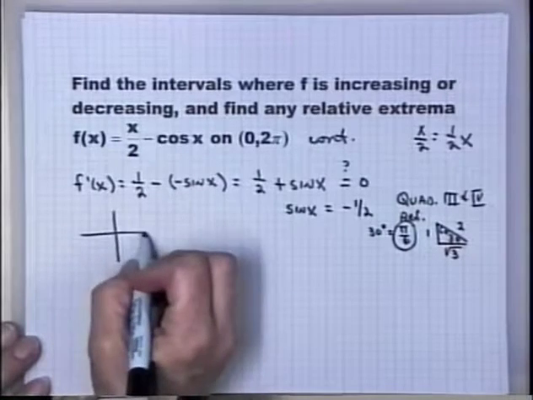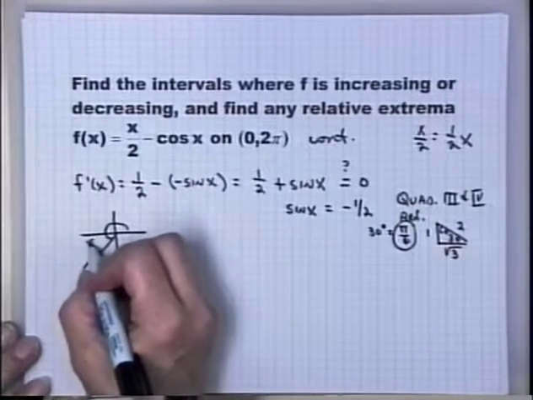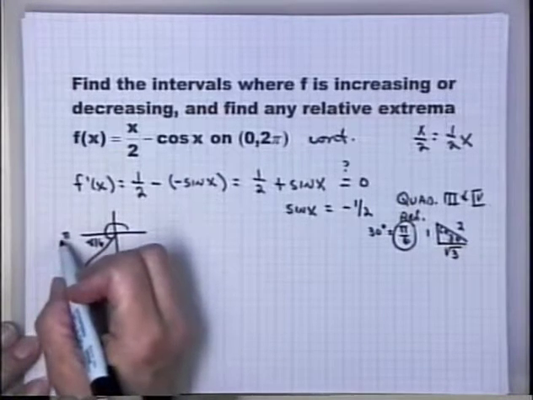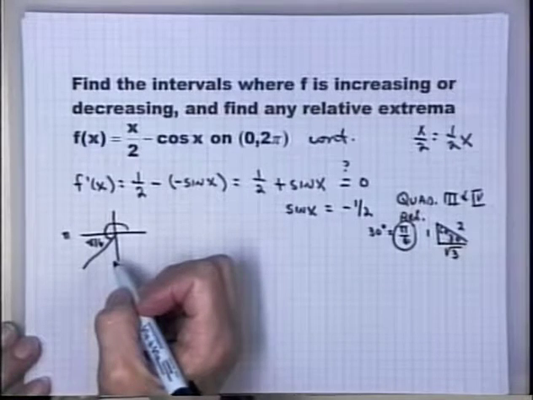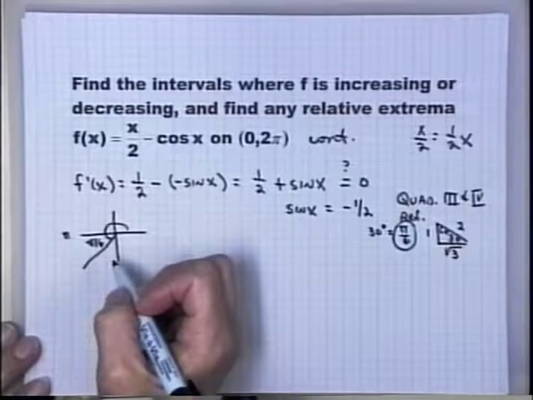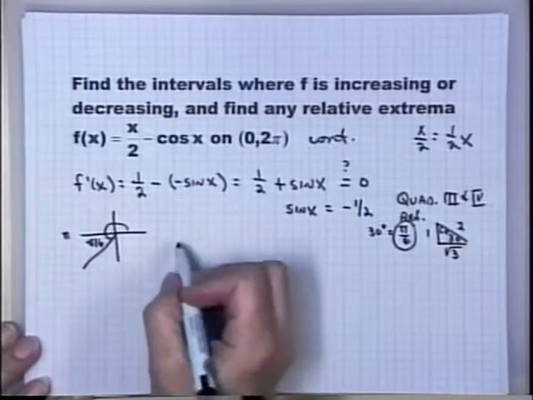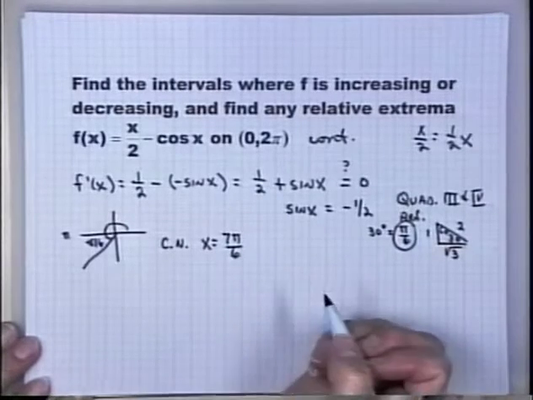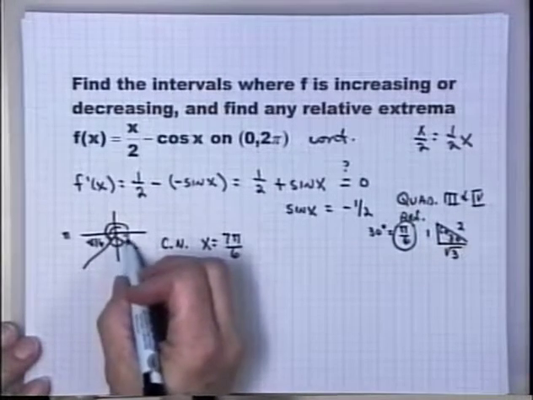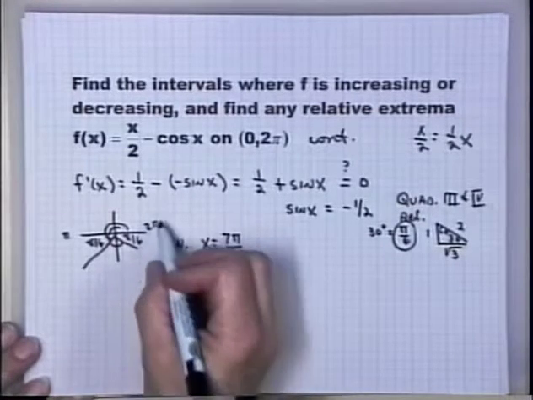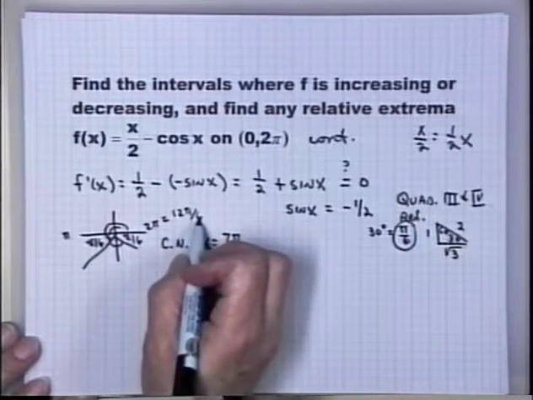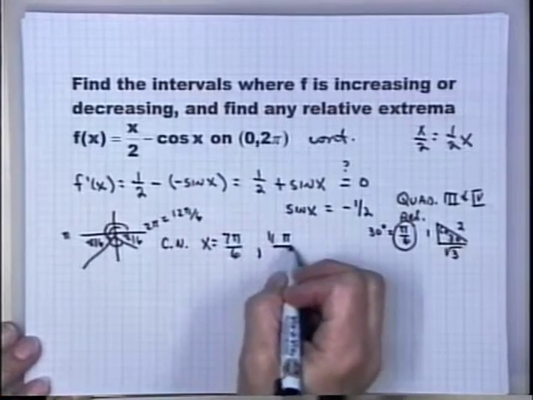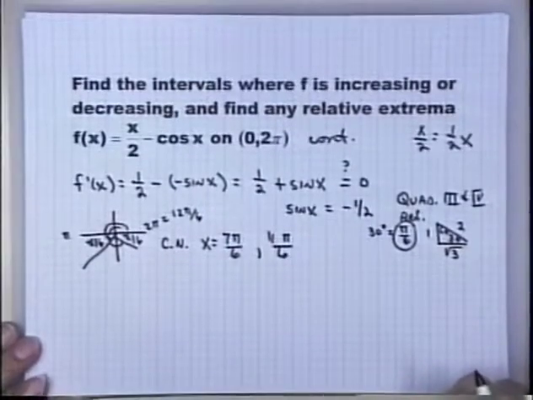So if we go to quadrant 3 and use a reference of pi over 6, well, let's think. This is pi right here. So pi plus pi over 6 is going to be what? 7 pi over 6. So one of my critical numbers is x equals 7 pi over 6. If we go to the fourth quadrant with pi over 6 as a reference, remember this is 2 pi. 2 pi is 12 pi over 6, isn't it? So if we like pi over 6 getting there, my second critical number is going to be 11 pi over 6. Okay?